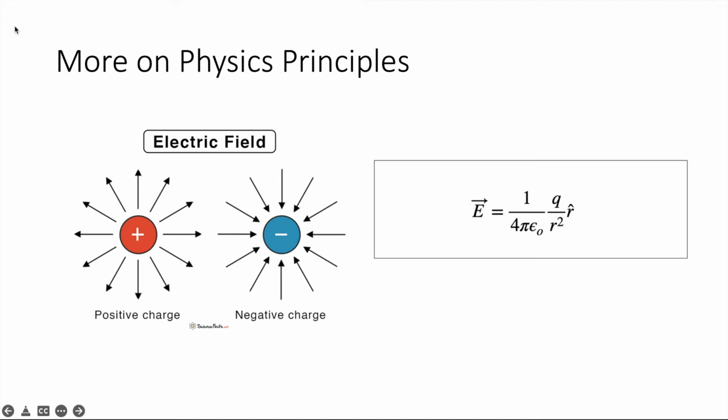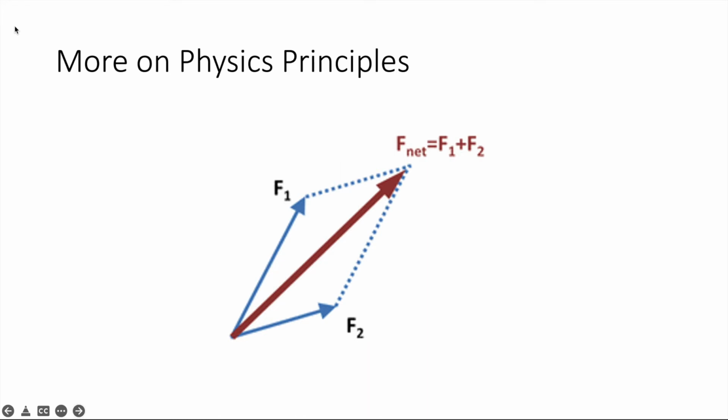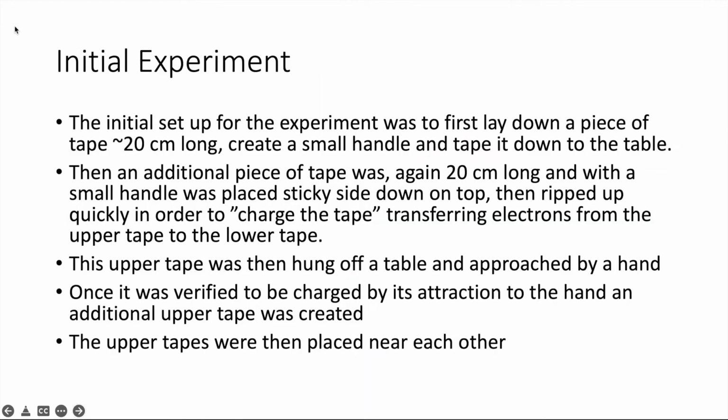Just to talk a little more in depth about the physical principles being used, the idea of an electric field for a positive and a negative charge is shown in this figure, and the equation for an electric field is also given here and is utilized later in this lab. In addition, as mentioned before, superposition, or adding of vectors, was used extensively in this lab, and that was just adding a vector's tail to tip as shown in this figure.